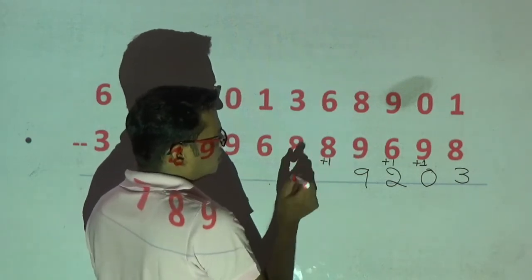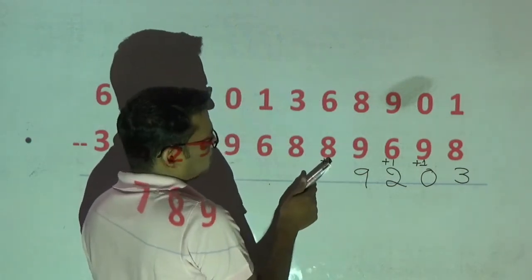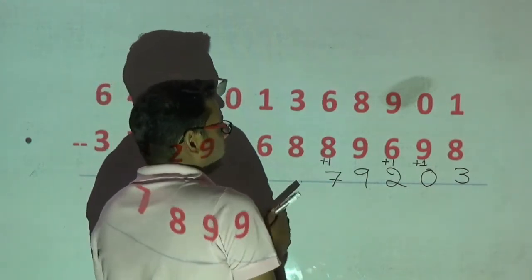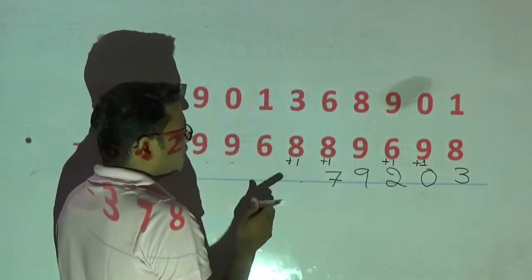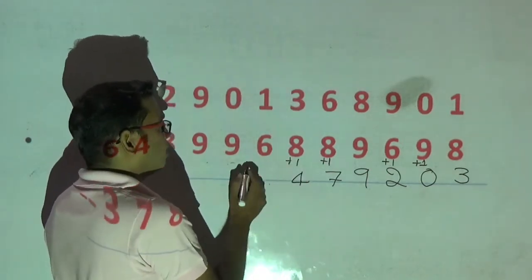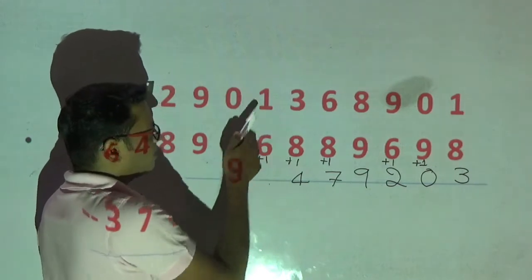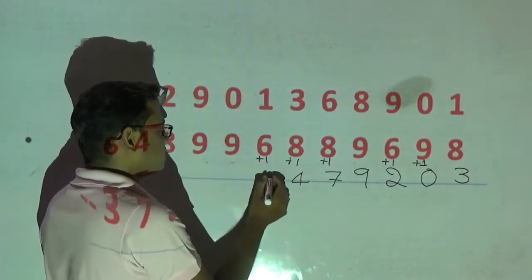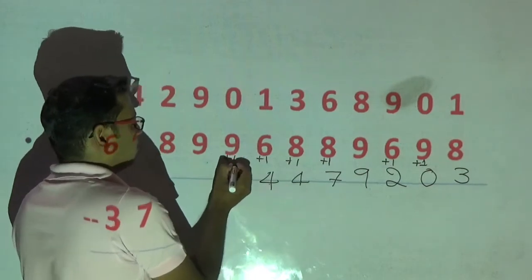Now, 6 minus 9 not possible. Therefore, 10 minus 9. 10 minus 9 is what? 1. 1 plus 6, 7. Okay. Now, this I will increase by 1. 10 minus 9, 1. 1 plus 3, 4. Okay, now increase this by 1. 1 minus 7 not possible, therefore 10 minus 7. 10 minus 7 is 3, 3 plus 1 is 4. Increase this number by 1.